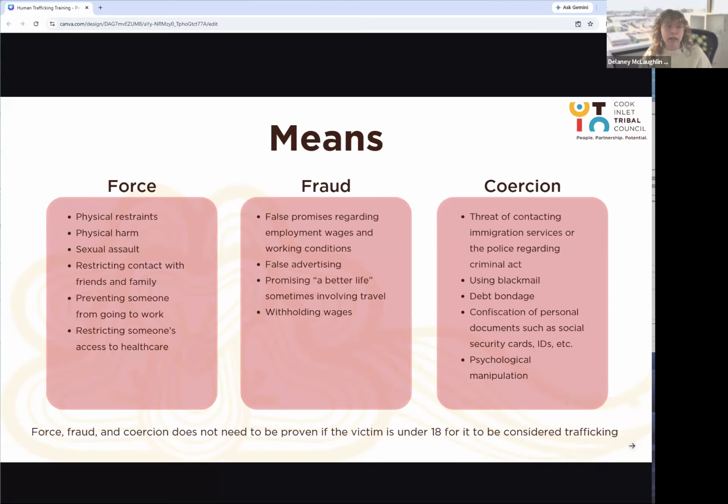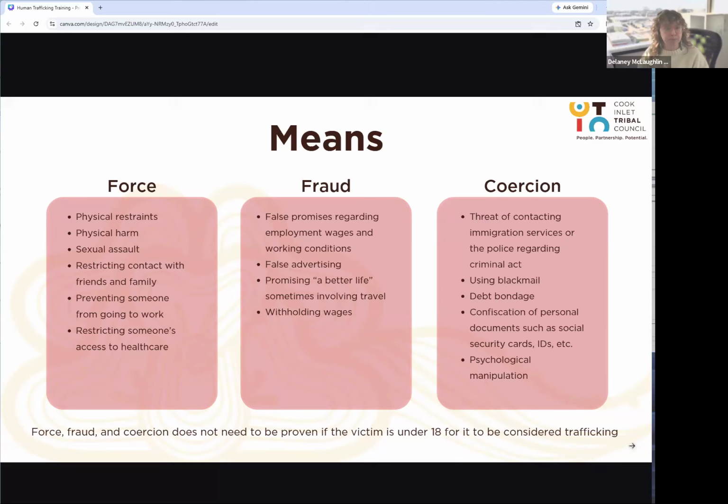Fraud refers to false promises regarding employment, wages, and working conditions, any sort of false advertising, the promise of a better life, sometimes involving travel, and the withholding of wages. We see a lot of fraud in labor trafficking cases. And actually, in the next slide, we're going to go over an example of labor trafficking so that this can make a little bit clearer sense.